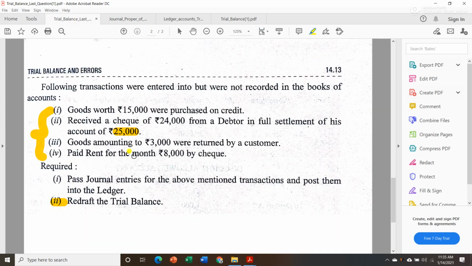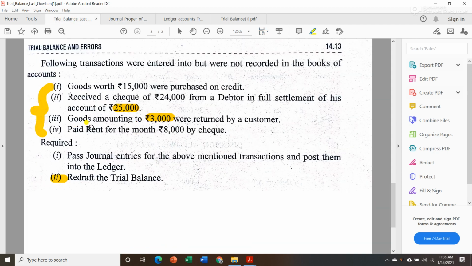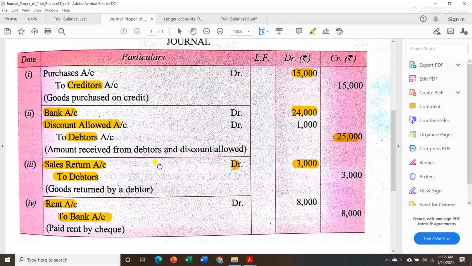The next transaction: goods amounting to 3,000 were returned by a customer. We sold some goods to a customer and then he returned them, so this 3,000 is nothing but our sales return. So sales return account debit to debtors, because the person to whom we sell goods is none other than our debtor, 3,000. And the last transaction: we have paid rent for the month, 8,000 by check, so the entry will be rent account debit to bank account. Now we have finished our journal entries.